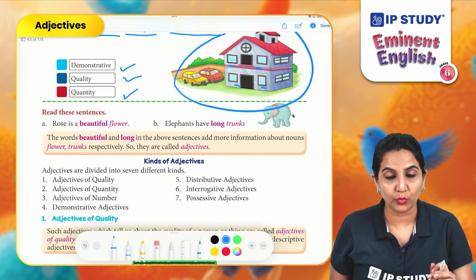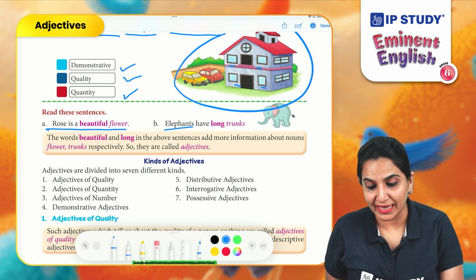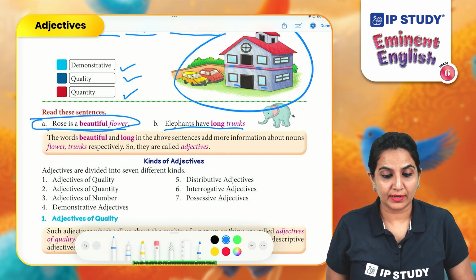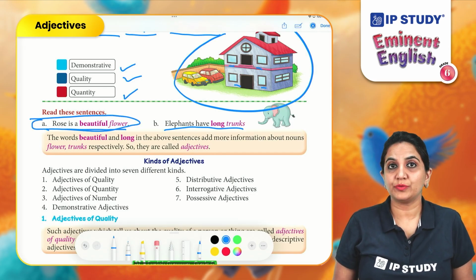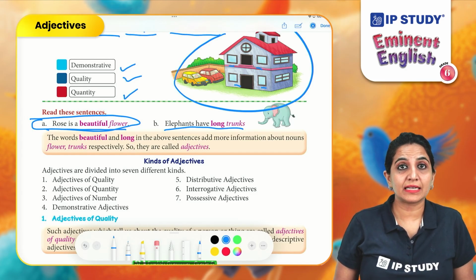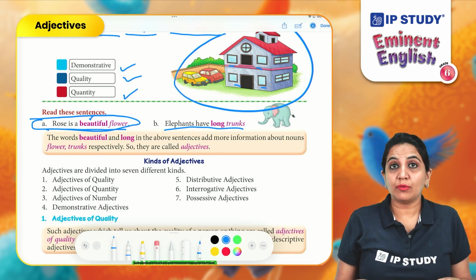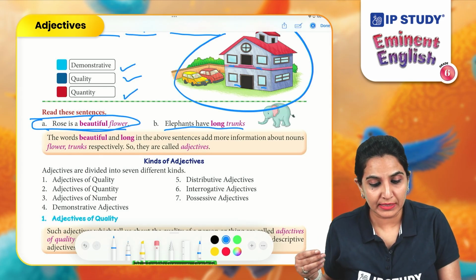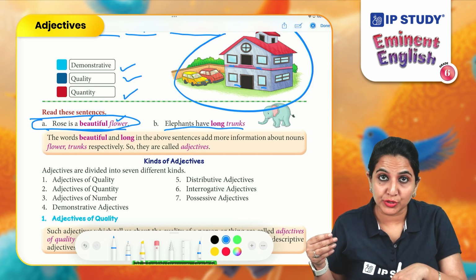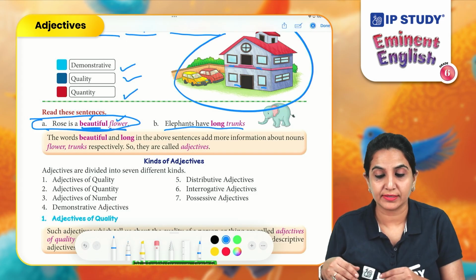Let us read some more sentences. Rose is a beautiful flower. Elephants have long trunks. Now, in the first sentence, what do you think we are describing? Very good. We're describing a flower, which is rose, right? Now, what are we stating? It's a beautiful flower. Therefore, the word beautiful is adding more information to the noun flower. So when some words add more information to the nouns, they are called adjectives. Beautiful is an adjective and flower is a noun.